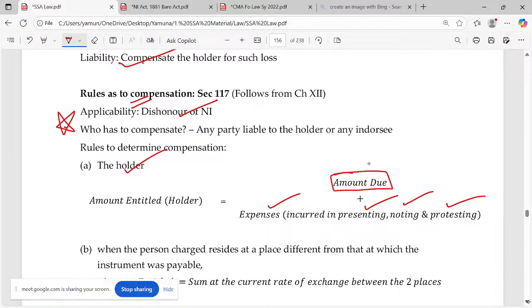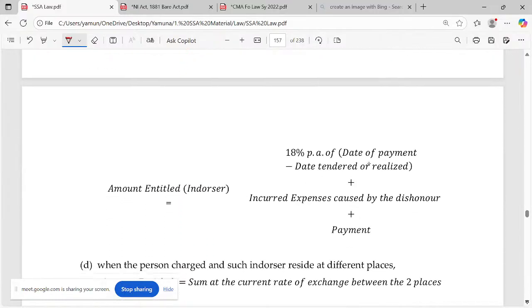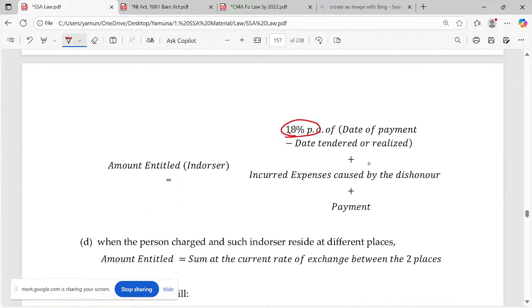Okay, in case the person is residing at a different place, inland bills and foreign bills பார்த்தோம் இல்லையா. So foreign bills na current rate of exchange என்ன இருக்கும், அந்த டேட்ல current rate of exchange என்ன இருக்கும், that will be considered. And the endorser is obviously liable to pay the amount due on the sale. So obviously அந்த payment வந்து due வந்துரும். எவ்வளோ, 18% per annum with respect to date of payment and date tender or else. Difference in date வந்துச்சுல payment.